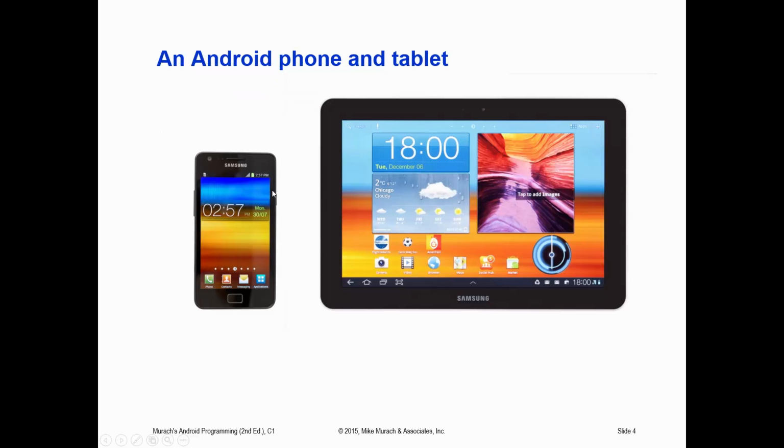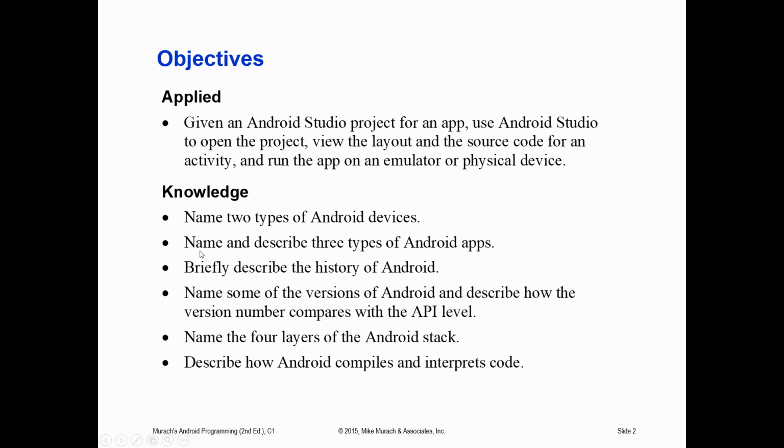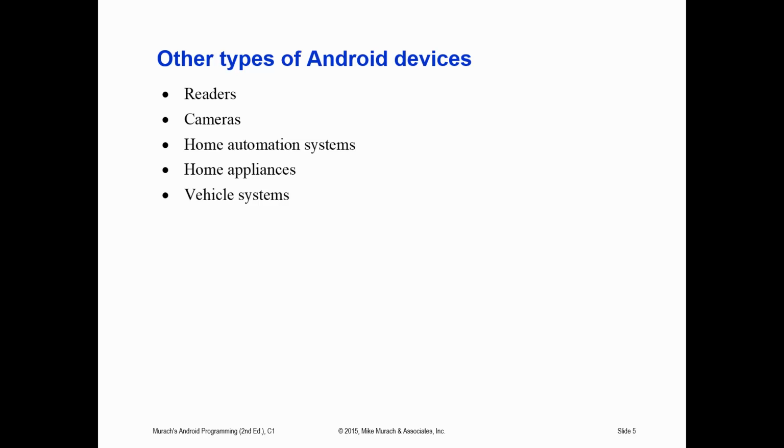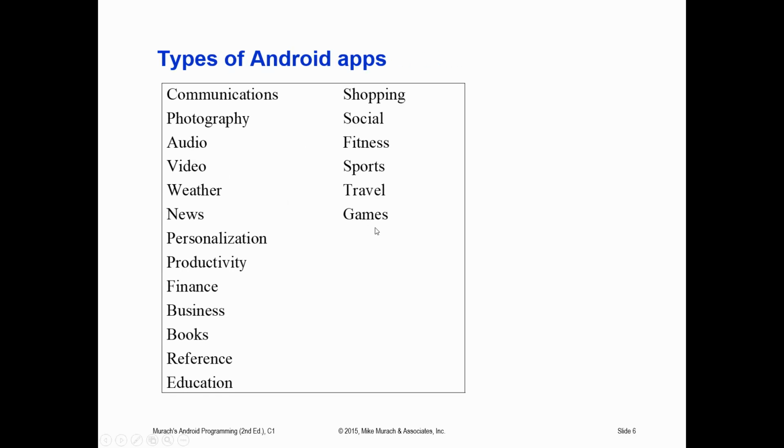So, one of the things that we talked about are the 2 basic types of Android devices. The 2 basic types are Android smartphones and Android tablets. Now, Android is also available in a lot of other things, and many of these are discussed in the book. Such things as readers, cameras, home automation systems, etc. In your car, in your house. Different types of Android apps, and as you'd guess, this is not an exhaustive list. We're going to look at some of these as we go on in here.